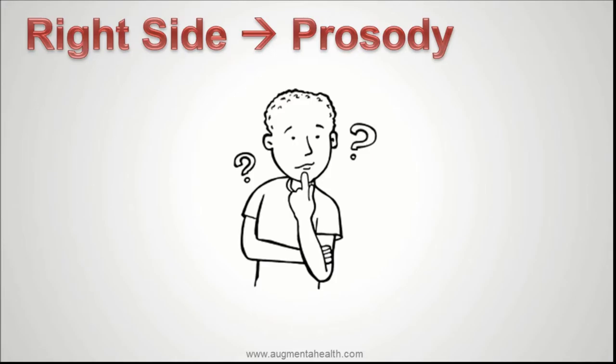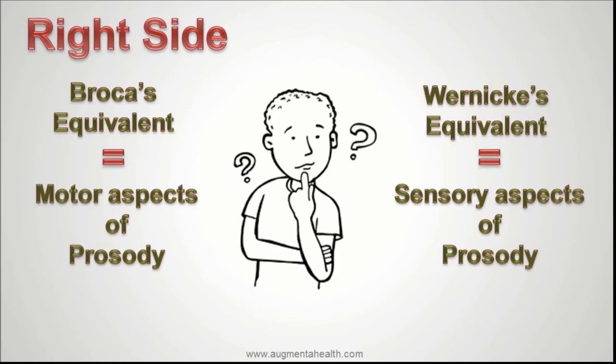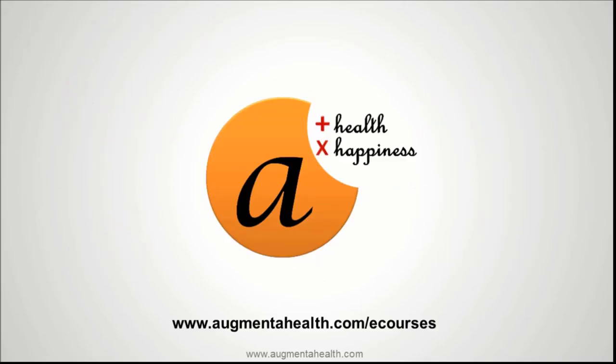What is prosody of speech? Prosody of speech is nothing but an ability to understand the emotional aspect of the language while speaking or to understand the spoken language. When the Broca's equivalent area on the right side of the brain is affected, you typically see motor aspects of prosody being affected. Whereas when the Wernicke's equivalent area is affected on the right side of the brain, then sensory aspects of prosody are affected. With this, we come to an end to the topic on aphasia.